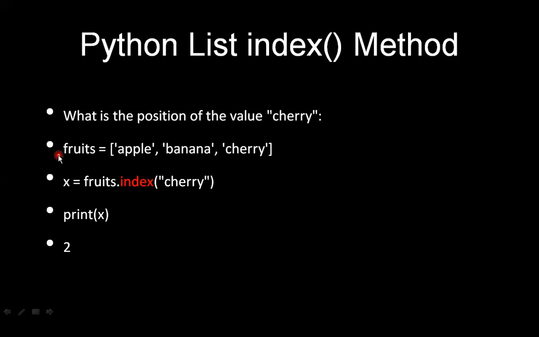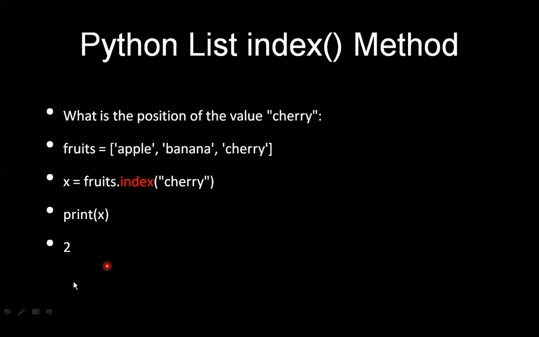In this particular example I have taken the fruits list: apple, banana, and cherry. These are the three elements I have taken. Here you can notice that I will be using this index method, and in brackets I have specified cherry. So at what index position is this cherry present? Whenever I print the value of x, x contains the position of the cherry in this fruits list. Now you will get the output as 2.